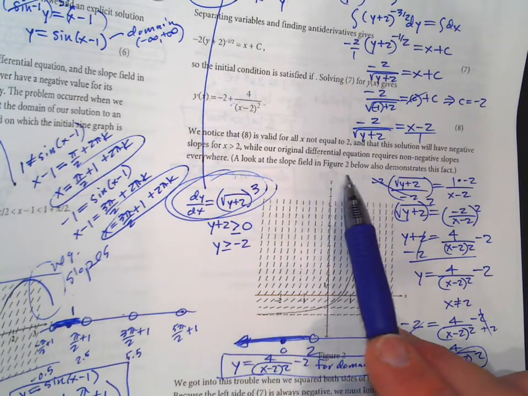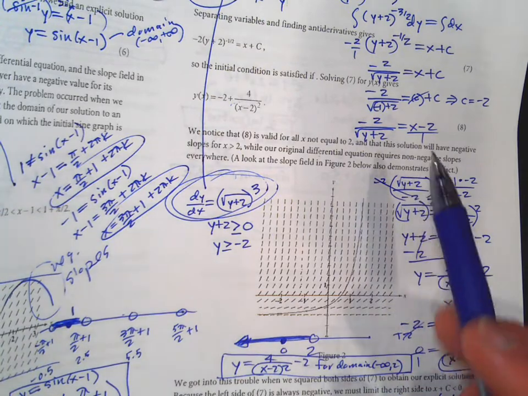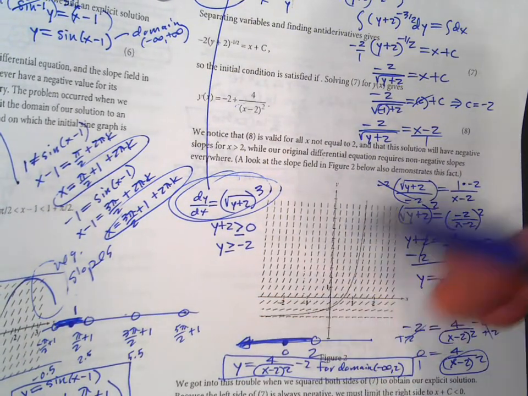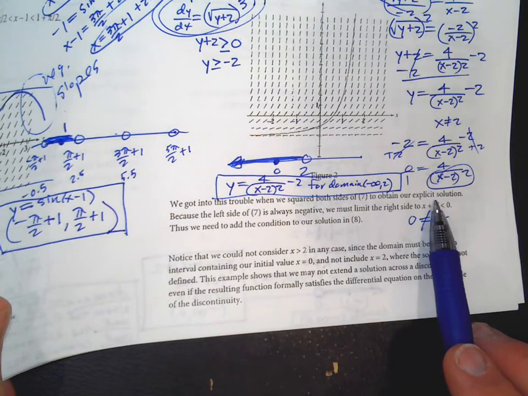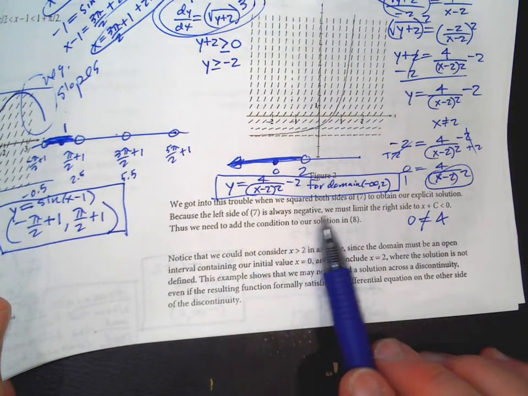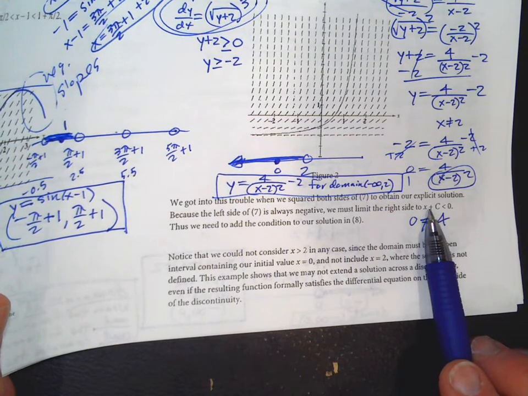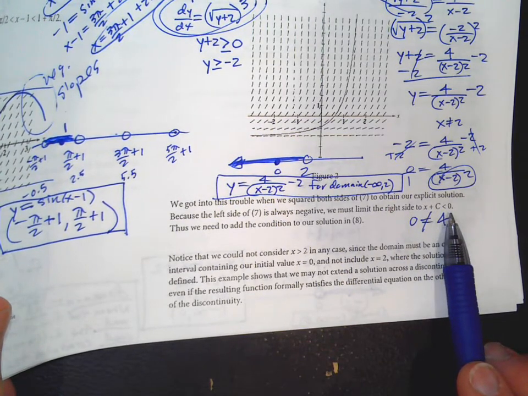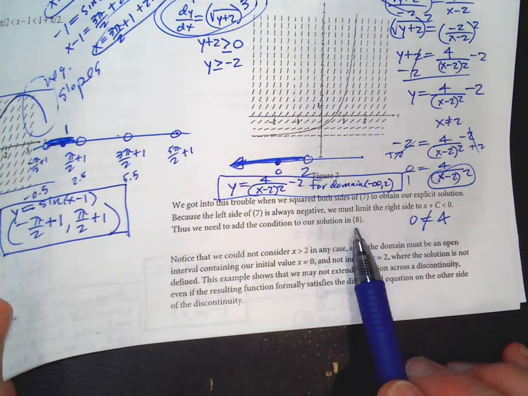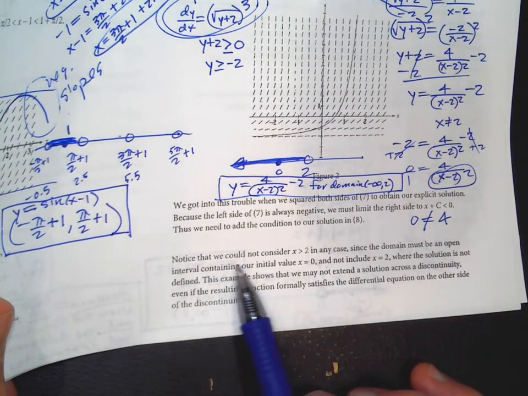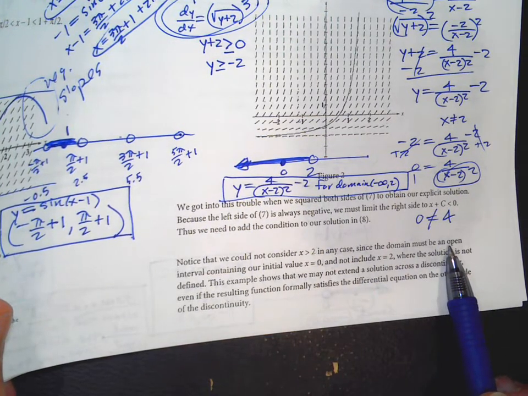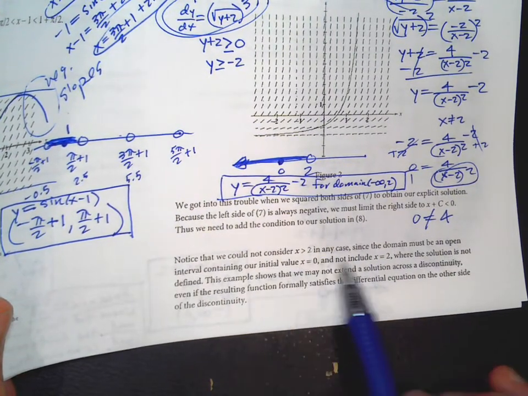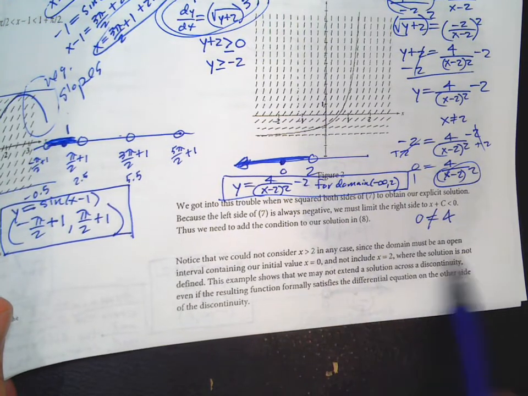A look at the slope field in figure 2 below demonstrates this fact. So here's the slope field. It never has negative slopes. We got into this trouble when we squared both sides of 7 to obtain our explicit solution. Because the left side of 7 is always negative, we must limit the right side to x plus c is less than 0. Thus, we need to add the condition to our solution in 8. Notice that we could not consider x greater than 2 in any case, since the domain must be an open interval containing our initial condition and not include x equals 2, where the solution is not defined anyways.